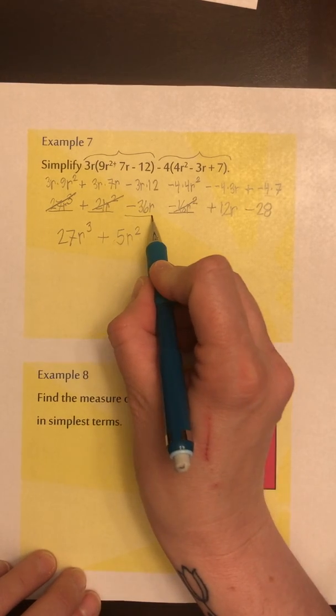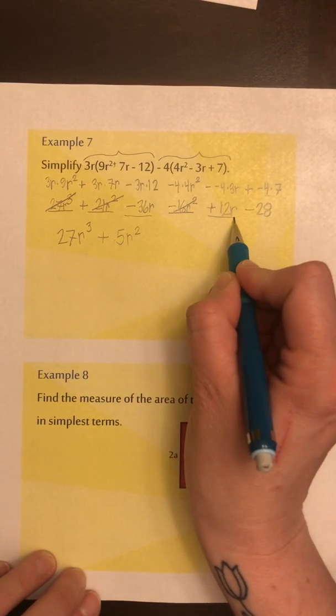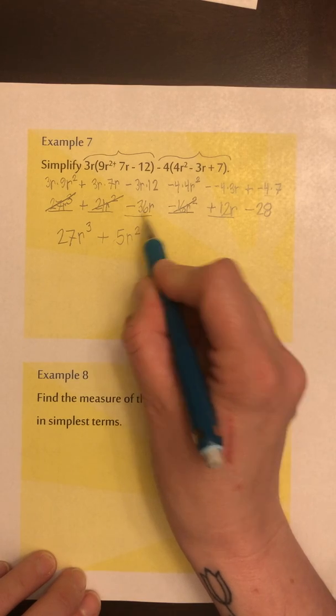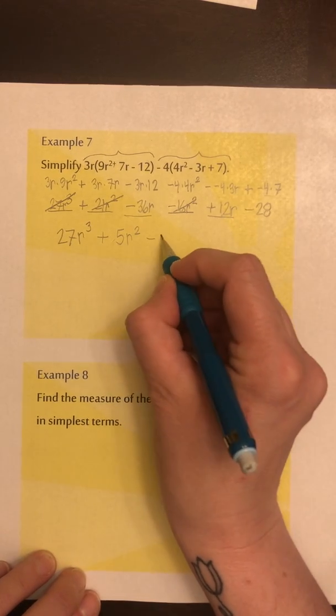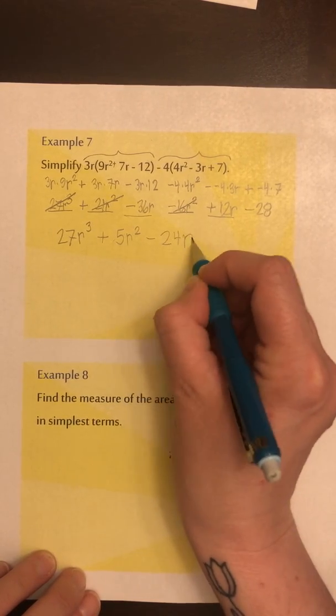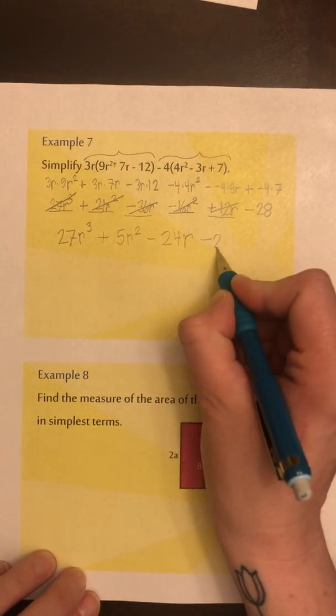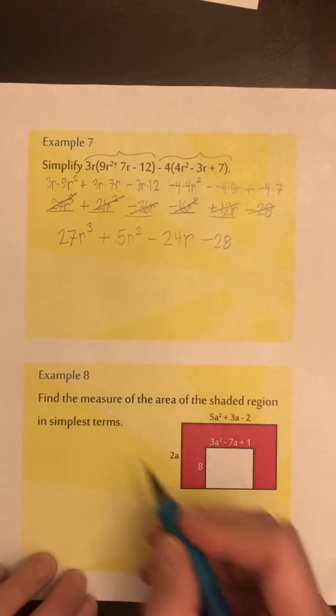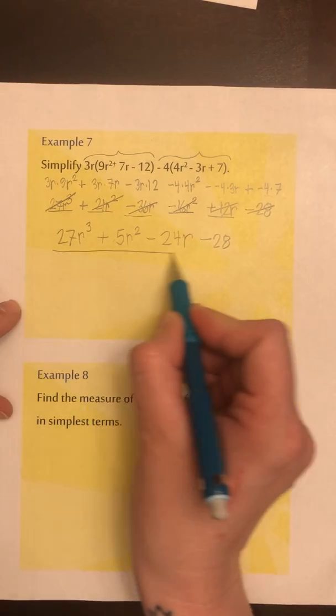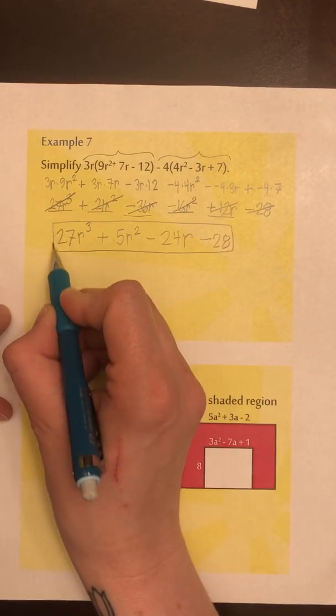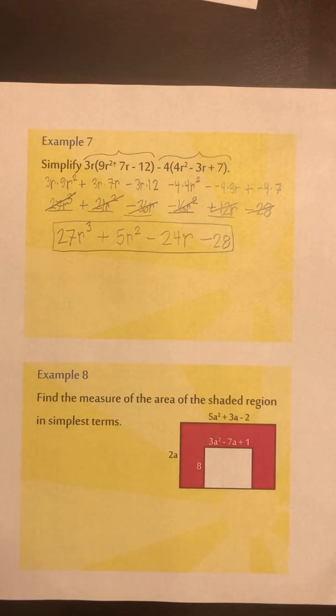Then I have negative 36r and a positive 12r. Negative 36 plus 12 is negative 24. Keep the r the same. And then lastly, we have minus 28, and there's nothing like it, so it doesn't change. My answer is in descending order, and so it's good.